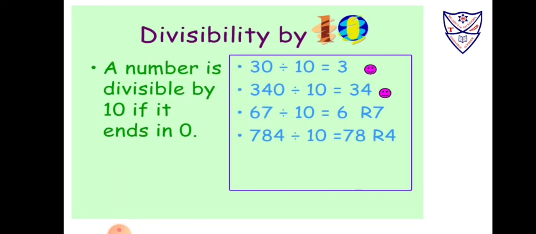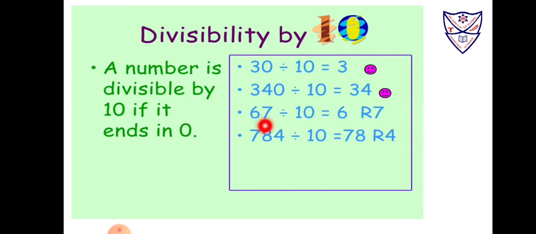Now divisibility by 10. What is the rule for divisibility by 10? A number is divisible by 10 if it ends in 0. So if the unit digit is 0, then the number is divisible by 10. So here 30 is divisible by 10. 340 is divisible by 10.